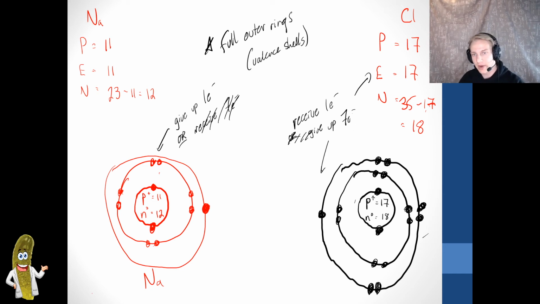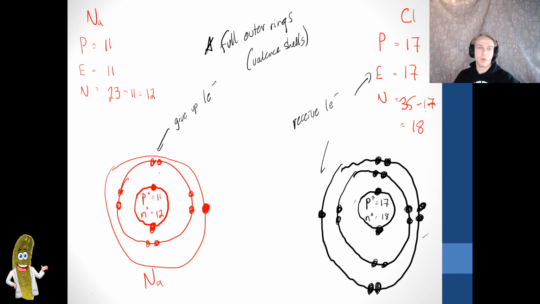So we would rather receive 1 electron than we would give up a whole bunch of electrons. So I'm going to erase these 2 options because we know they are not true. And so what we can then see is that we have the perfect situation. We have the perfect situation for these 2 to date.